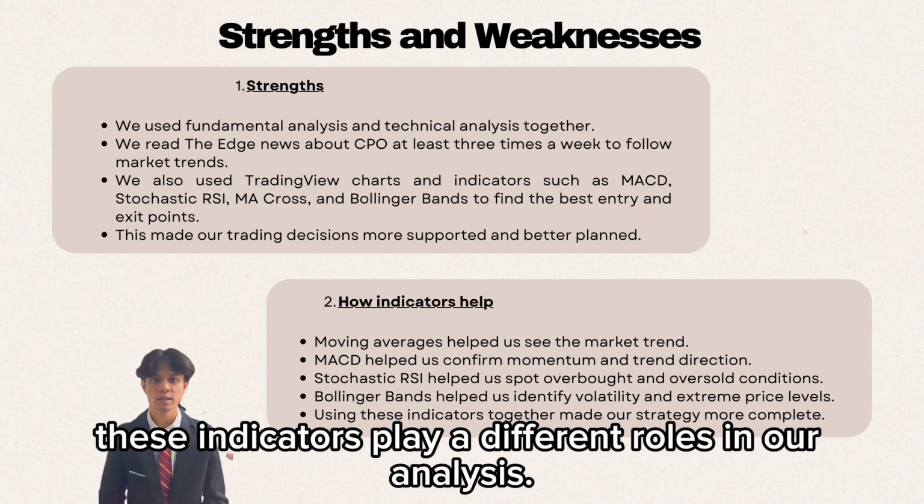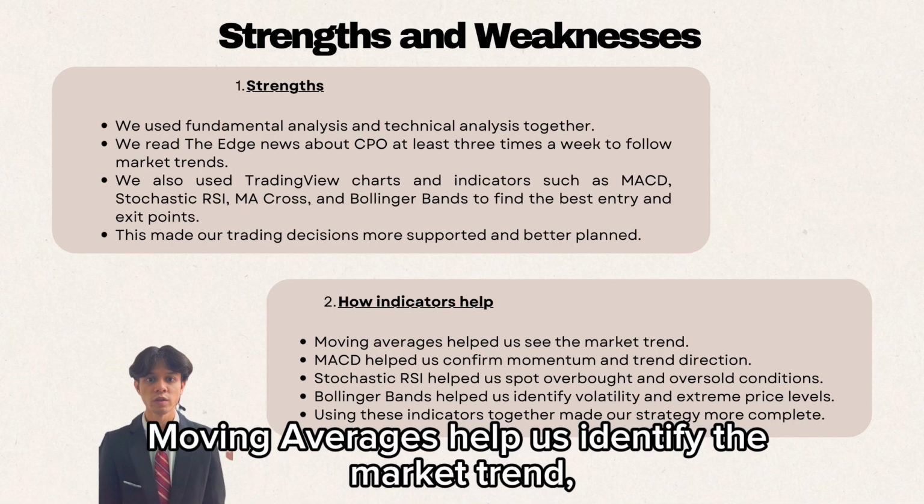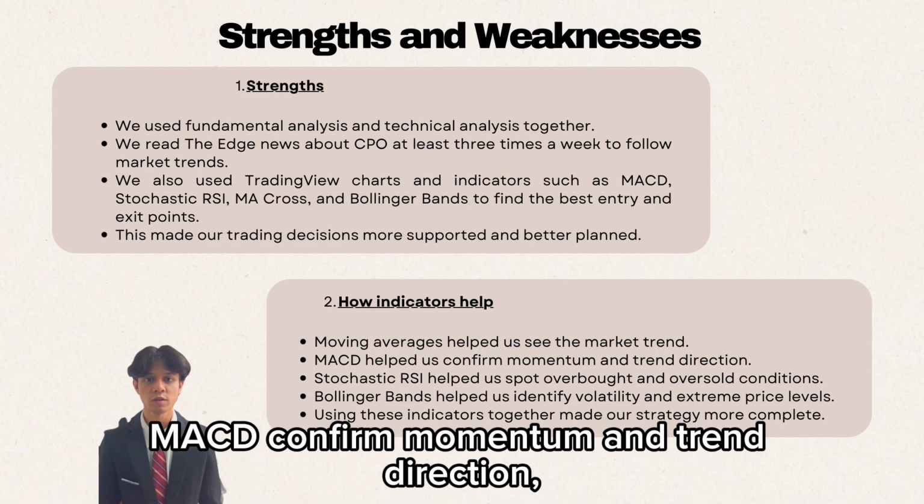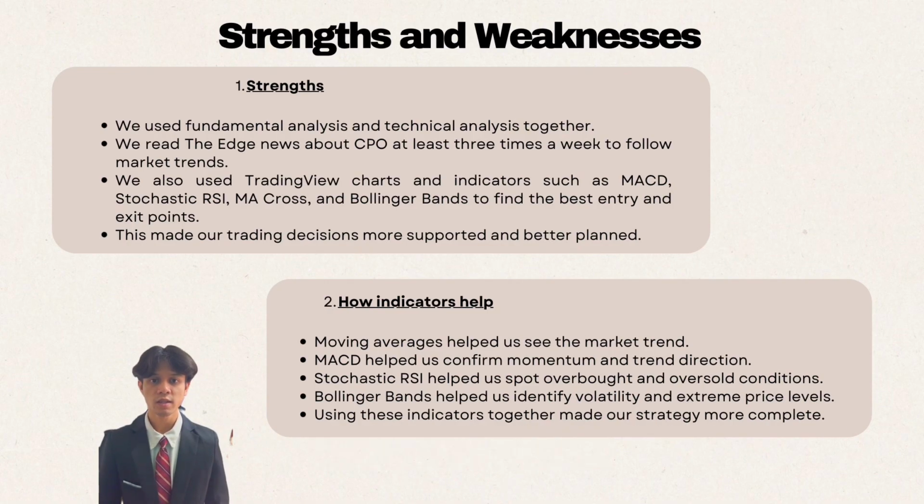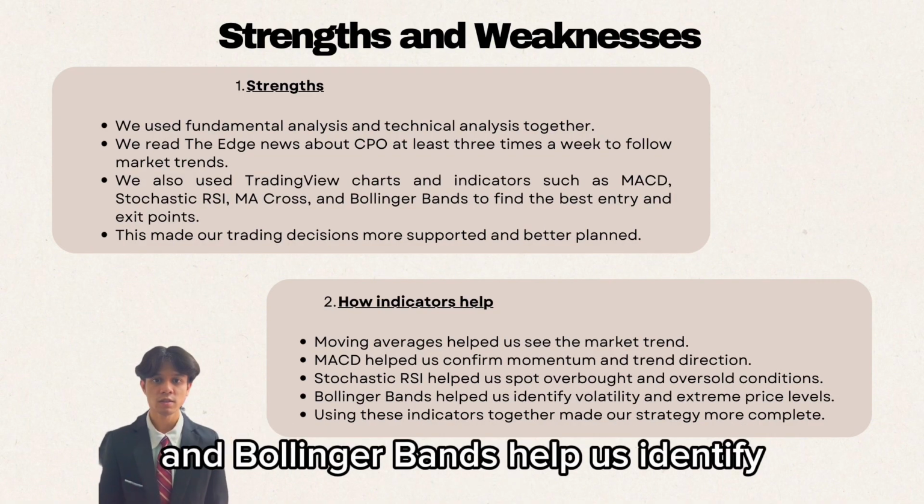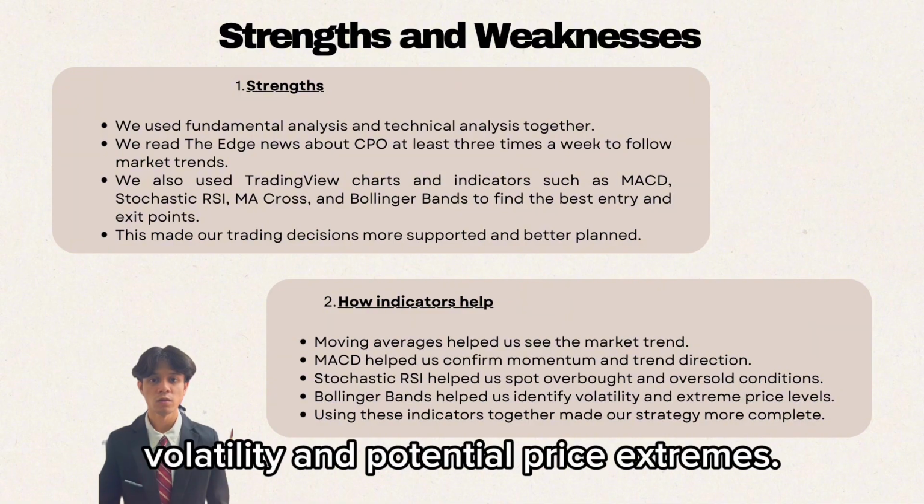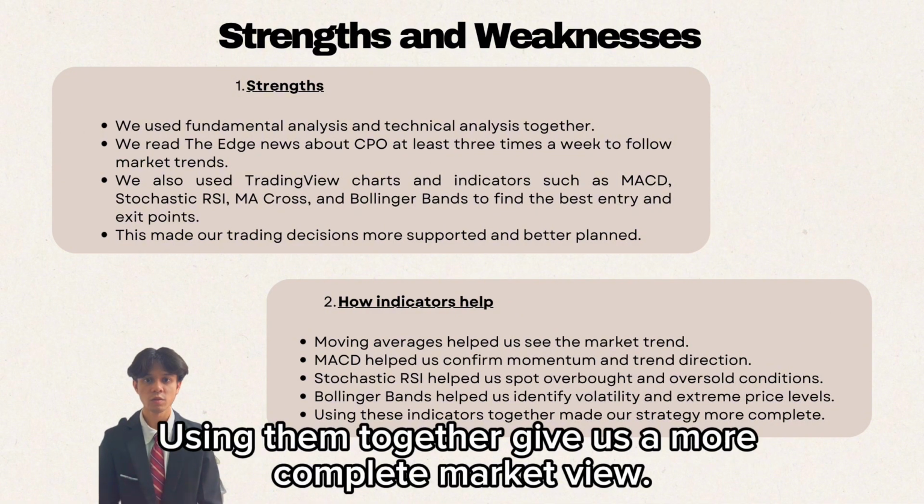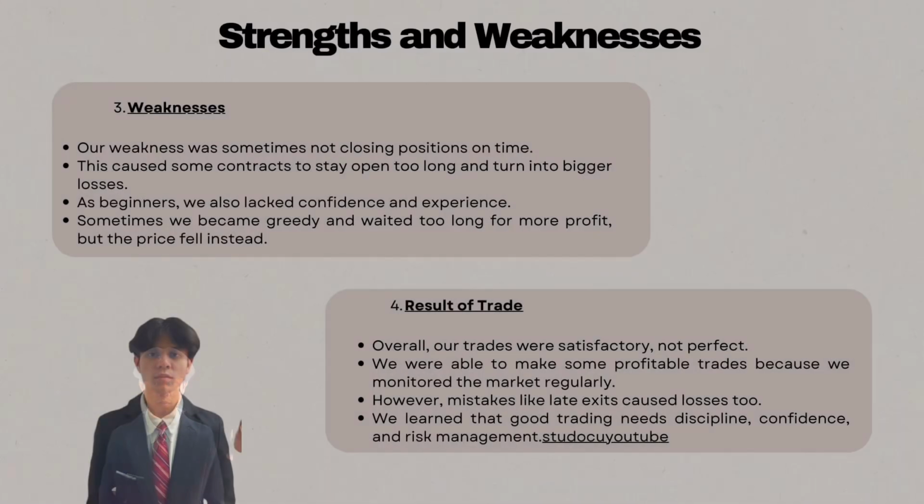Next, these indicators play a different role in our analysis. Moving averages help us identify the market trend. MACD confirms momentum and trend direction. Stochastic RSI highlights overbought and oversold conditions, and Bollinger Bands help us identify volatility and potential price extremes. Using them together gives us a more complete market view.